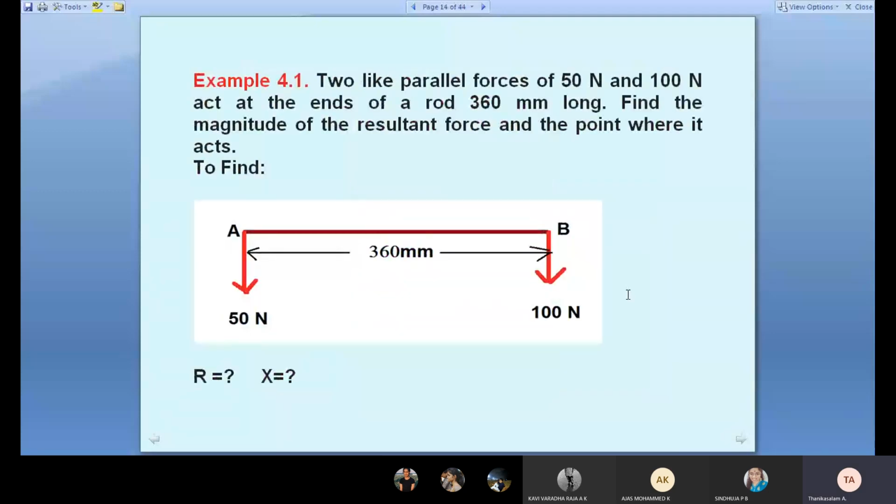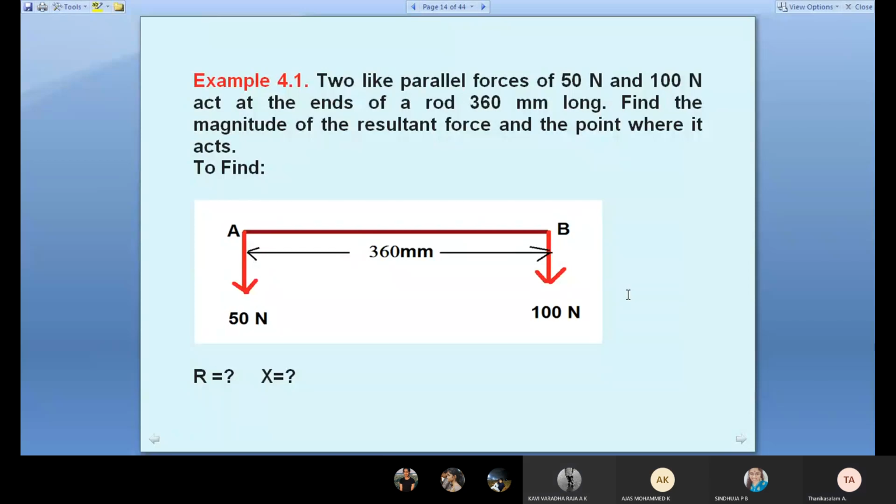Asaj, do you understand this question? Do you understand this question? Kavi Vardaraja? Yes, sir. Do you have any question in this problem? No question, sir. Can you explain based on the statement? Can you explain step by step?